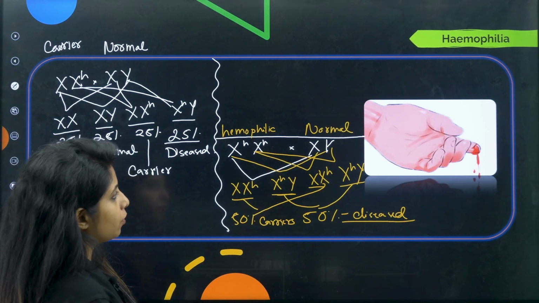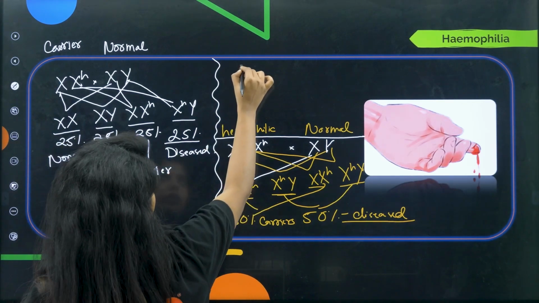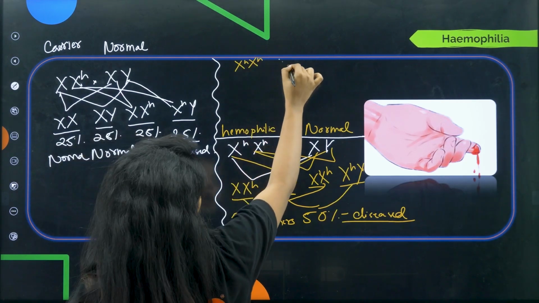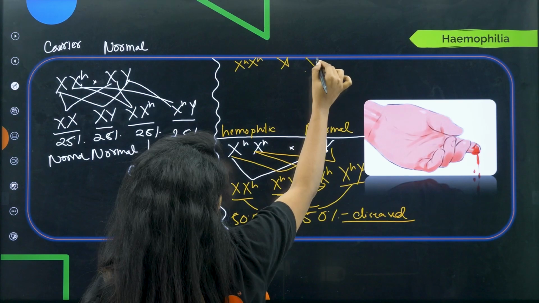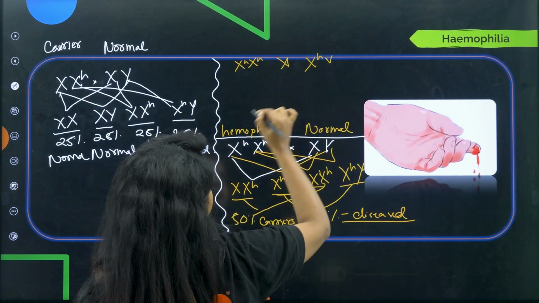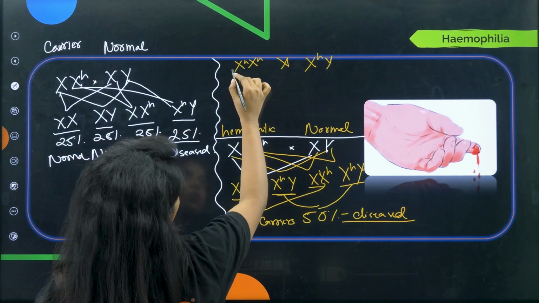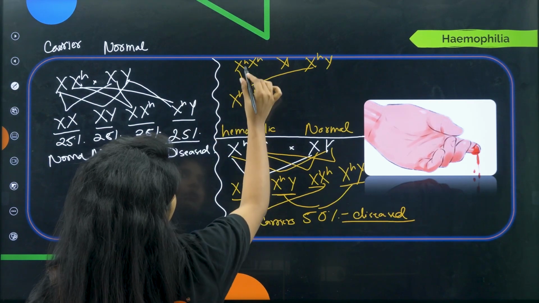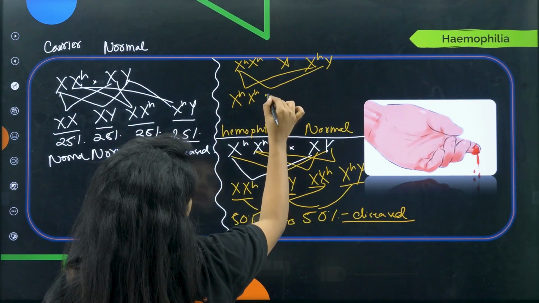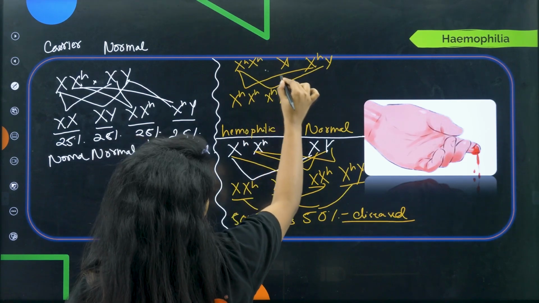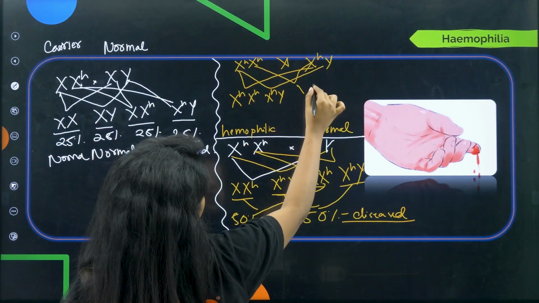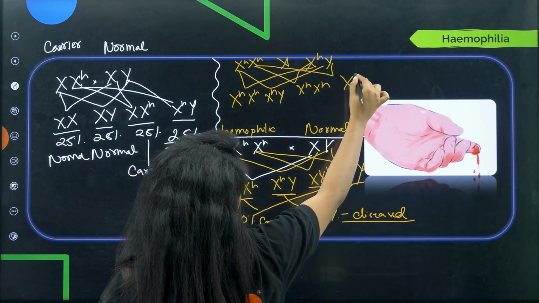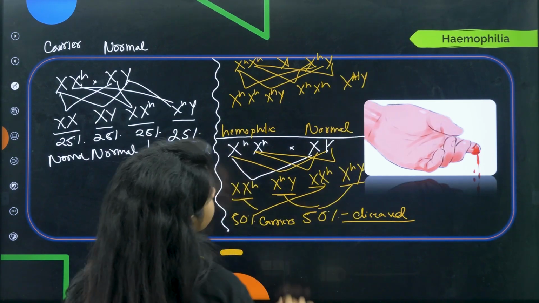Now let's make the third scenario, where the mother is also hemophilic and the father is also hemophilic, which is quite rare. Whatever you do, if you fuse this with this, you get XH, XH, and if you fuse this with this, you get XH, Y. If you fuse this with this, you get XH, XH again. If you fuse this with this, you get XH, and Y.